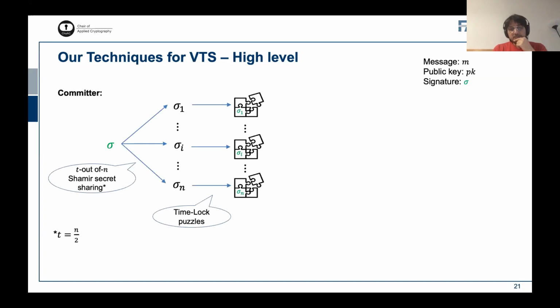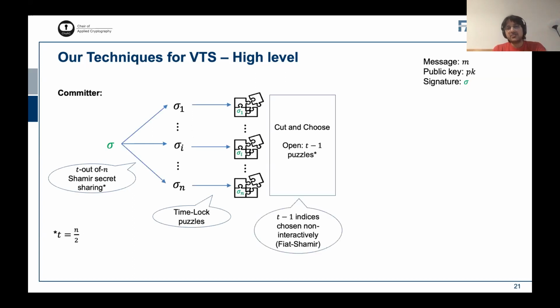And using a non-interactive cut-and-choose, which you can realize using the Fiat-Shamir heuristic, T-1 of these n puzzles are opened, randomly chosen. Then you generate the commitment C and the proof pi, where the commitment C is the unopened puzzles. So there are n minus T-1 puzzles unopened. This is the commitment C, and the open puzzles are the proof.